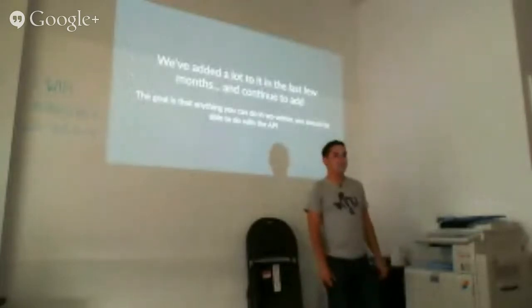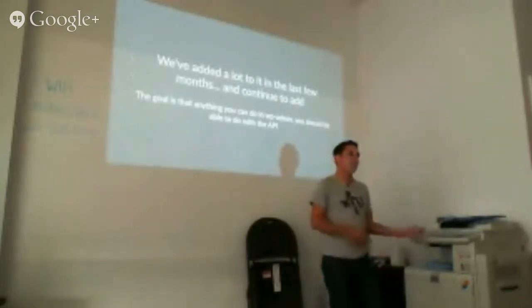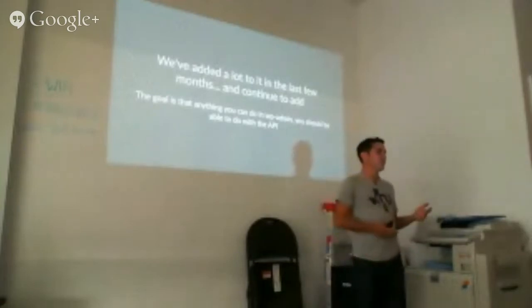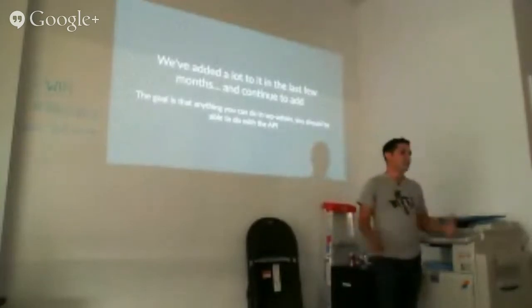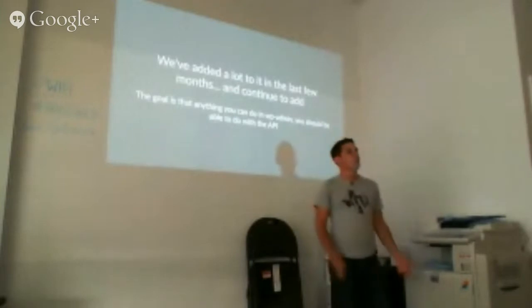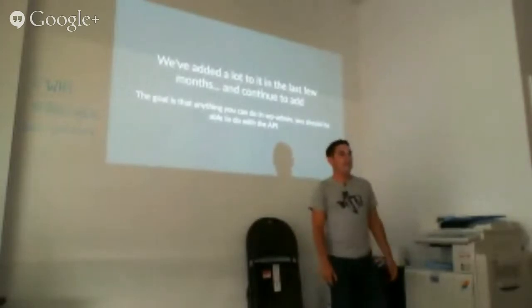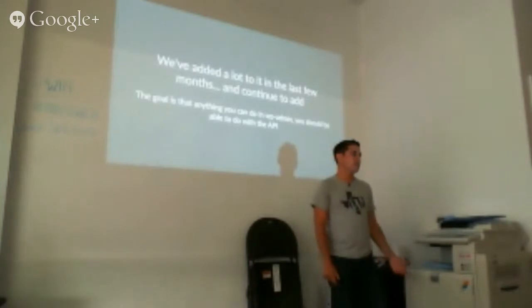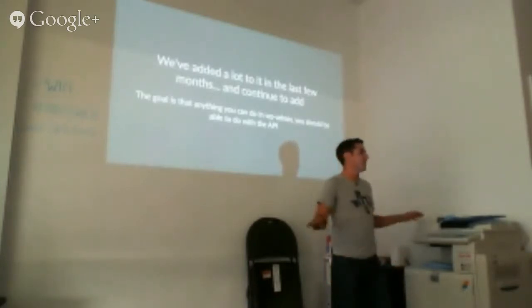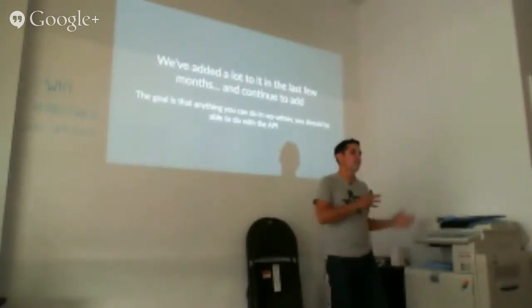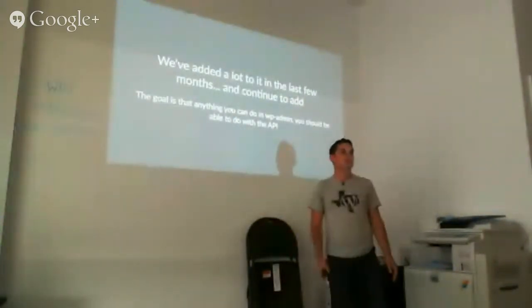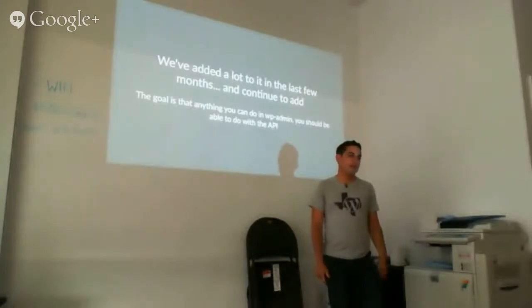And we've added a lot to the API in the last few months. So if it's been, I don't know, 6, 7 months or a year since the last time that you've looked at it and thought, oh, this won't really suit my needs, you might actually want to take another look at it because a lot of the stuff in there has been improved. Our goal with it is that anything you can do in WP admin, you should be able to do through the REST API. So our goal is to kind of make everything feature agnostic. Anything that you've traditionally been able to do in WP admin, you should also be able to do through the API and more as well.